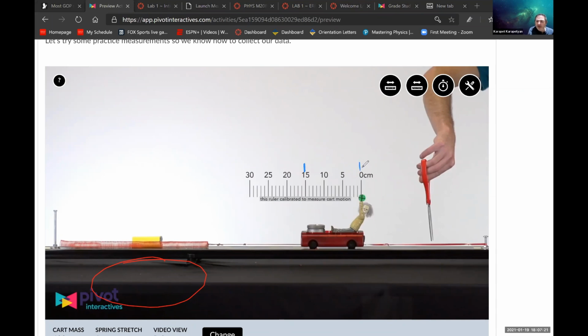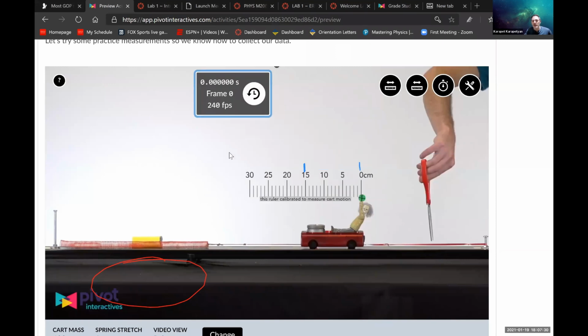Starting from here, how long does it take for it to cross that distance? Now, how do we do that? Well, there's a timer over here. So we're going to take a timer and reset it, and I'm going to find the instant when it's being released.